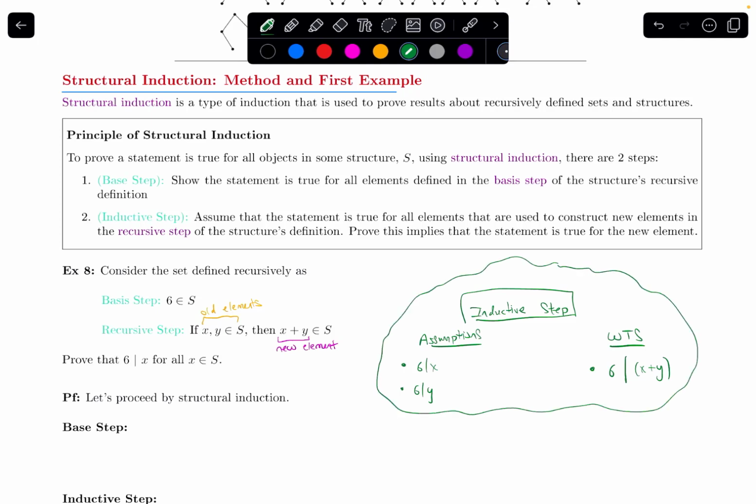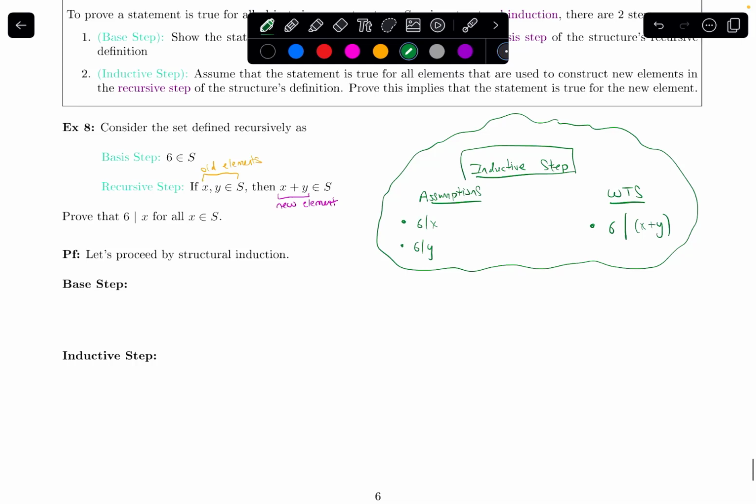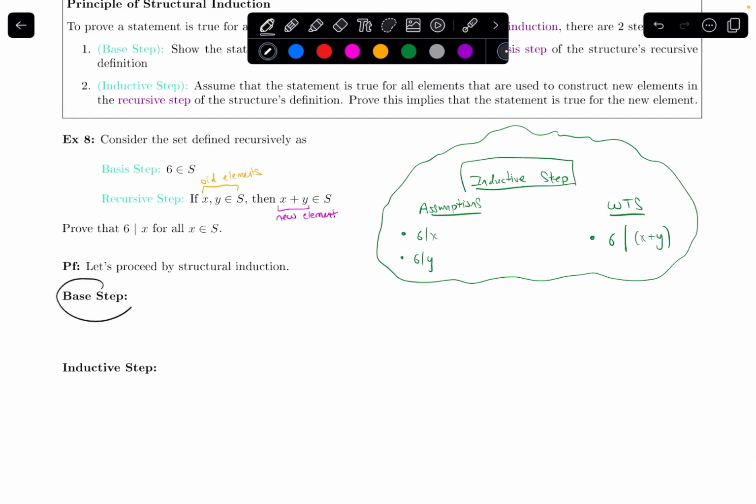Okay, and you might already see or have an idea that, yeah, I expect that to be true. But we will put that all together in this proof. Okay, so let's tackle it. Let's prove this thing using structural induction. So we begin with the base step.